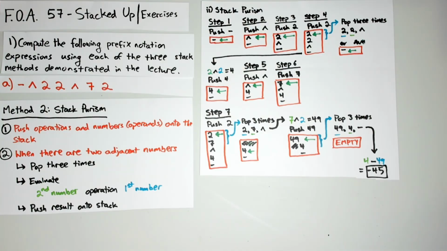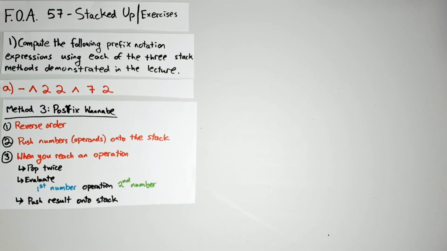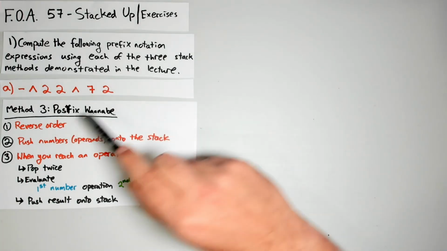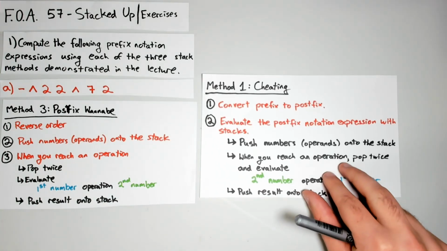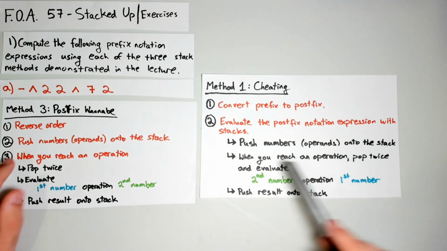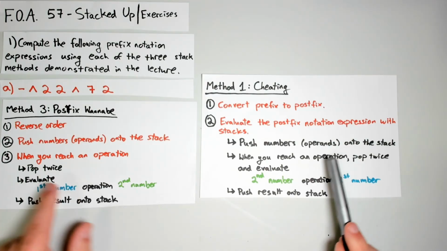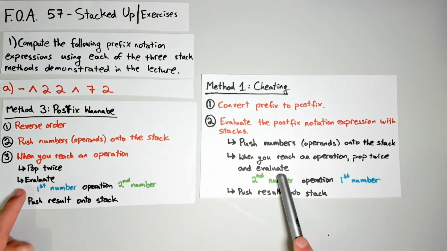Okay, so now we have one more method to do for this part, and that is the postfix wannabe method. Postfix wannabe was not quite where we would convert from prefix into postfix, but we did sort of change the way the expression looks, and that is by reversing the order first. And then we do something very similar to when we were evaluating with postfix notation expressions, right, where we push numbers onto the stack, and then when we get an operation, we're going to pop twice and evaluate, but we do a different order for evaluation.